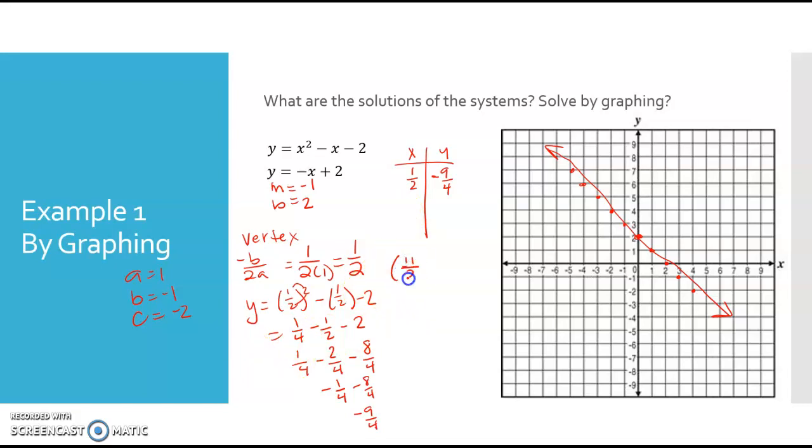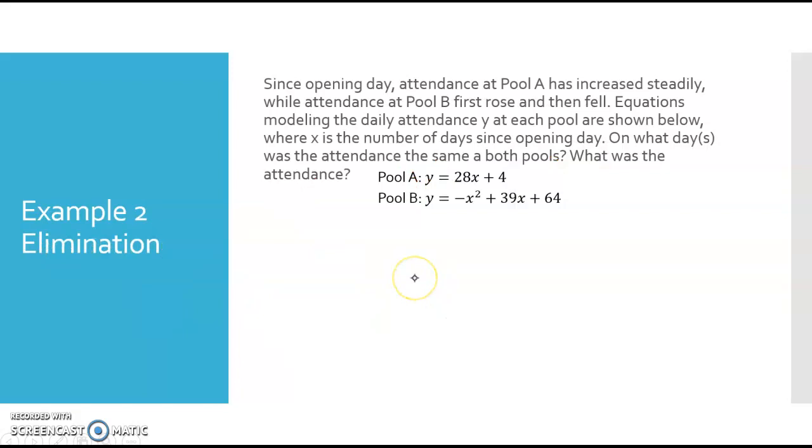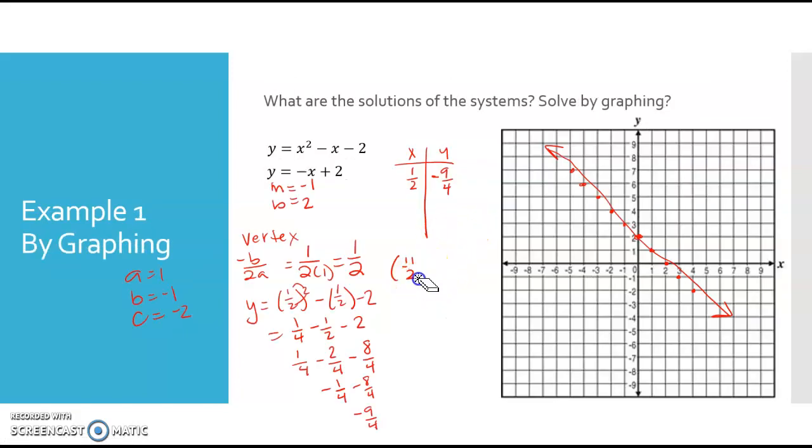Let's see if I can actually draw. There we go. 1/2 comma -9/4. Alright, now what we also know is that this is our C value, right? That C value is our y-intercept, so that's at 0, -2. And since that's over here, I'm going to pick another point. We'll make it, what did I pick? A -1.